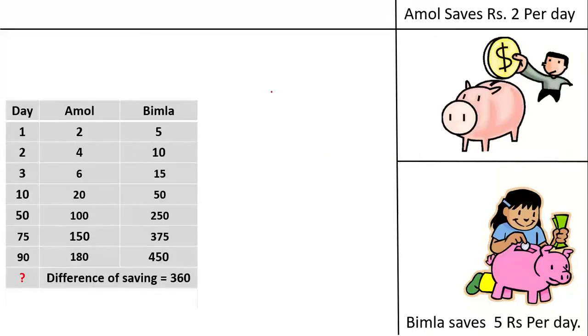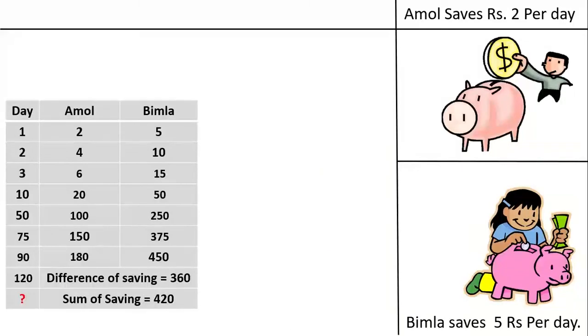As we can see that Amol saves 2 parts, Bimla saves 5 parts. So the difference is 3 parts. In one day, the difference is 3 rupees. In how many days is the difference 360 rupees? Obviously, we can cross multiply to get our answer as 120.